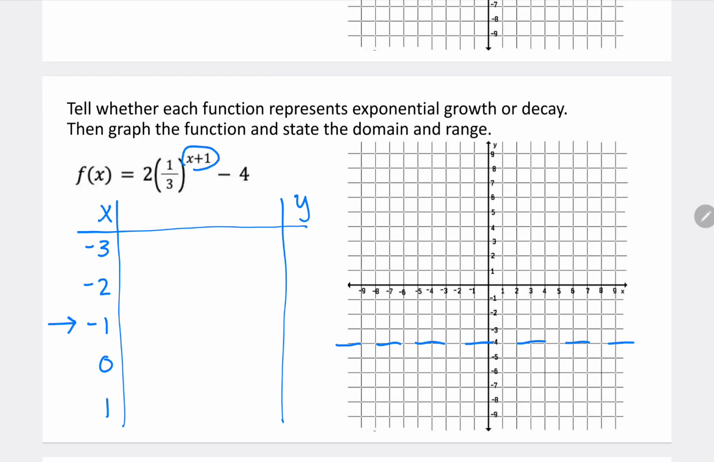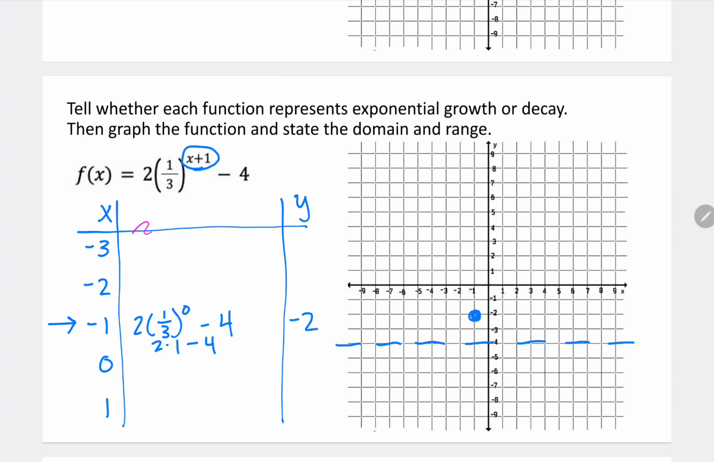so that in the middle, when I plug in a -1 up here into the exponent, I get an exponent of 0 because -1 plus 1 is 0. I just like that middle one to give me an exponent of 0. So that would be 2 times 1/3 to the 0 power is 1 minus 4. 2 minus 4 is -2 to get us started. -1, -2.